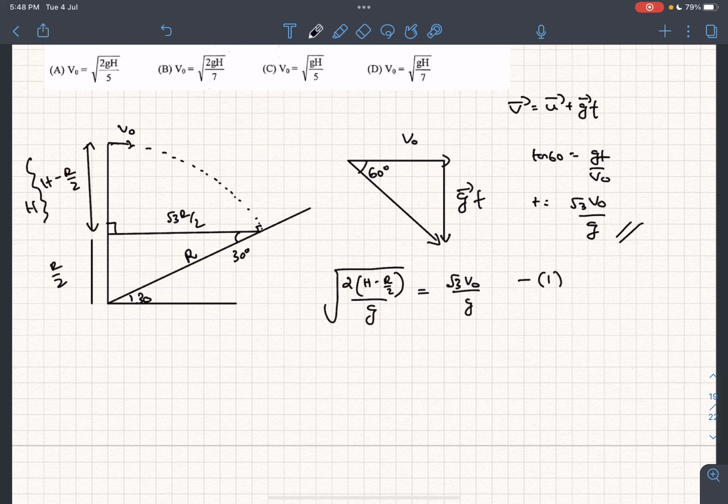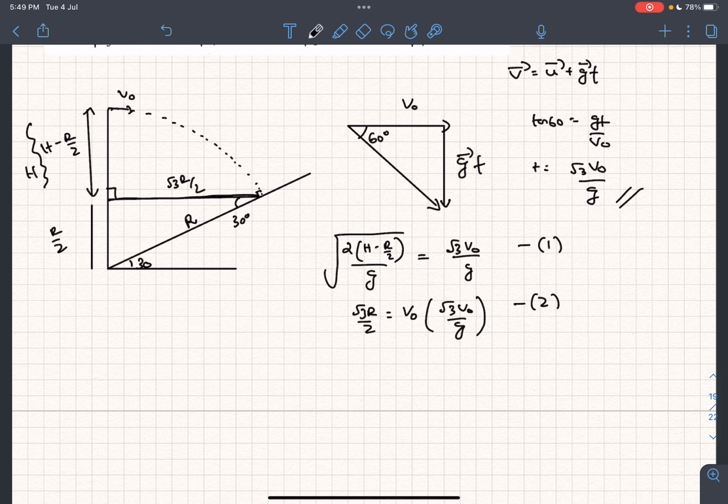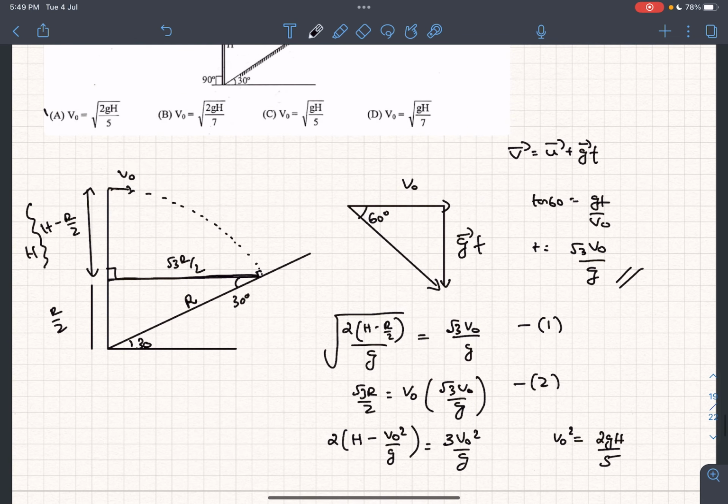This would be our first equation. As we also know the horizontal displacement of the particle, root 3 R by 2, and as there is no horizontal acceleration, we can just write it as speed multiplied by the time taken, which is root 3 v naught by g. Okay, so now let's substitute equation 2 in equation number 1. So v naught square comes out to be 2gh divided by 5, which would be option A.